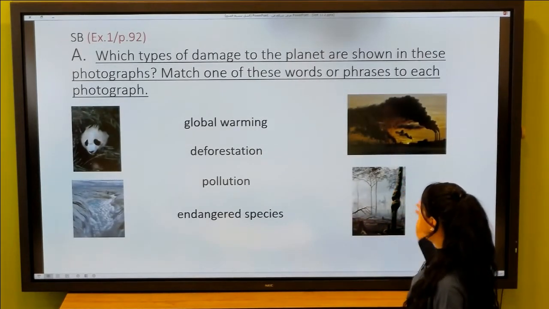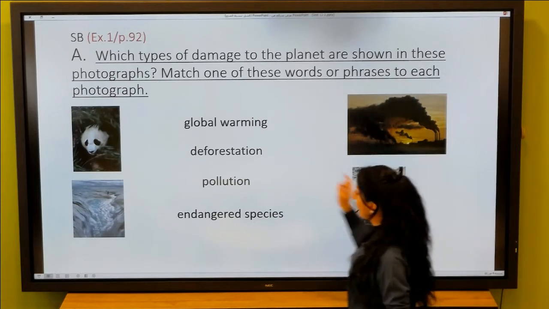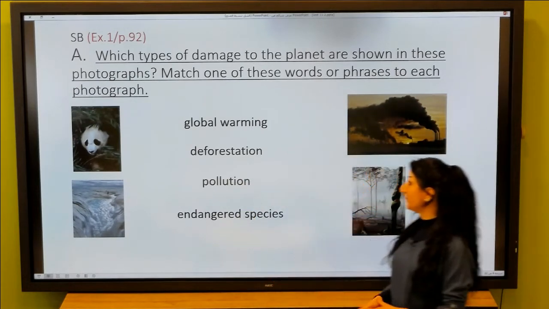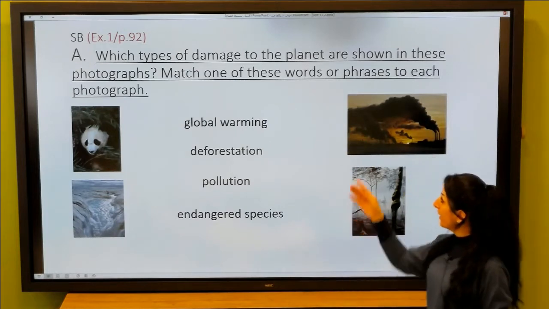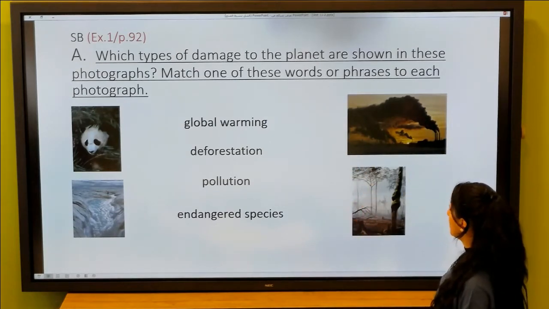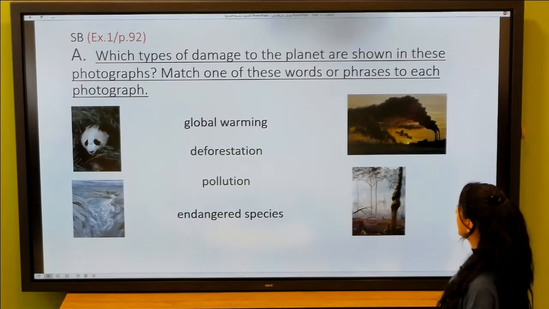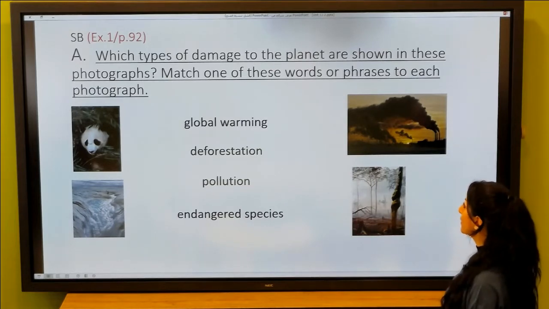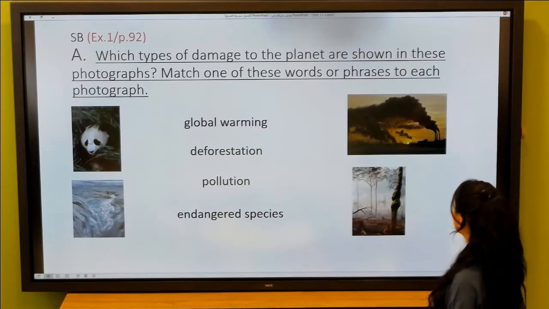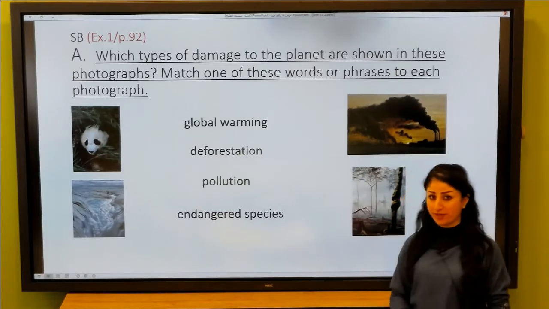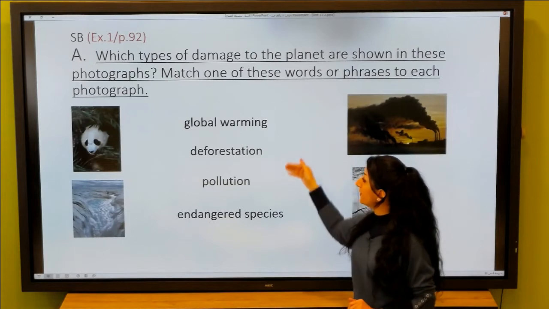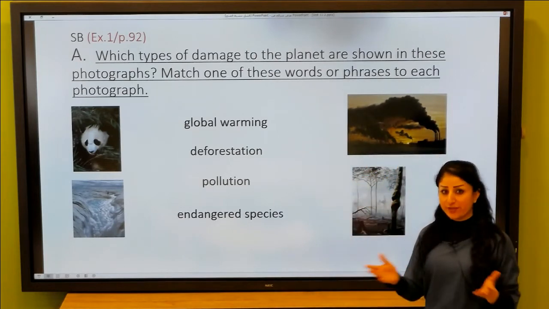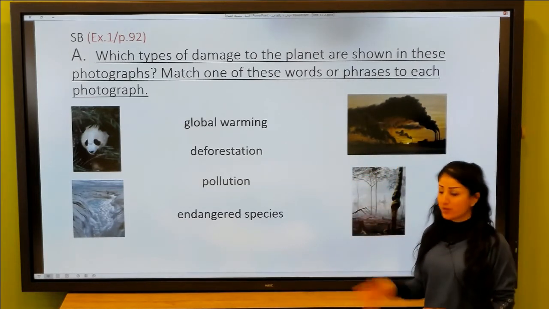Look at this, please. We have 4 pictures and we have 4 words and phrases. Which types of damage to the planet are shown in these photographs? Match one of these words or phrases to each photograph, okay? Firstly, I want to read these words and phrases and talk about them.